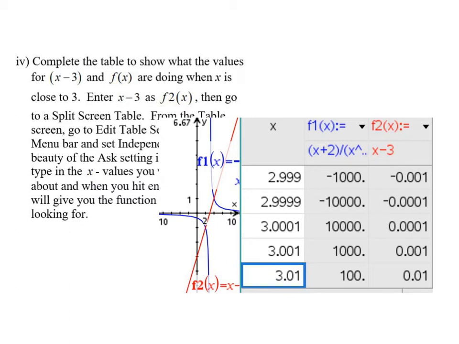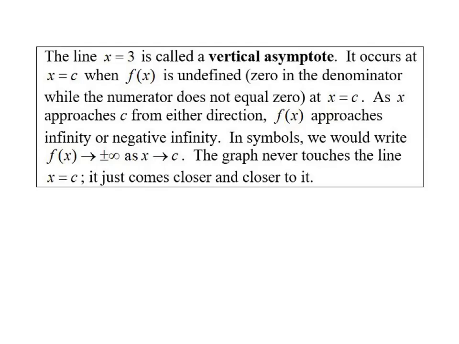And of course, since our y values are getting to be either very large positive numbers or very large negative numbers, this is creating the phenomenon of a vertical asymptote that we have seen before on some of the trig graphs that we worked with. Just as a reminder, a vertical asymptote occurs when f of x is undefined, when we have 0 in the denominator while the numerator does not equal 0. We'll make more of that in a few minutes.